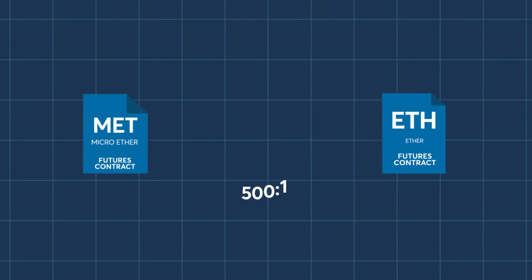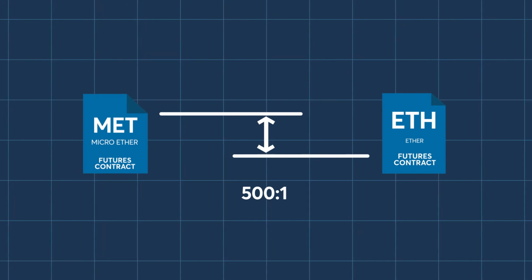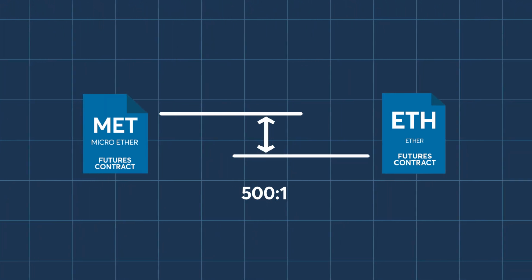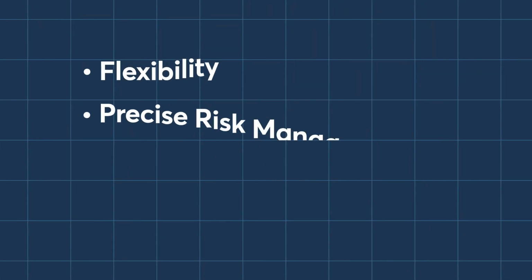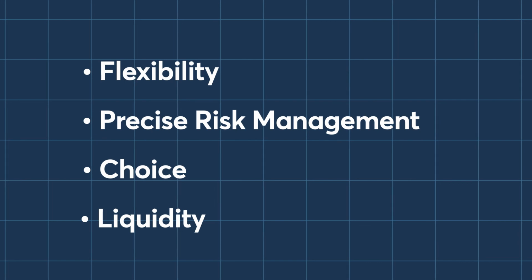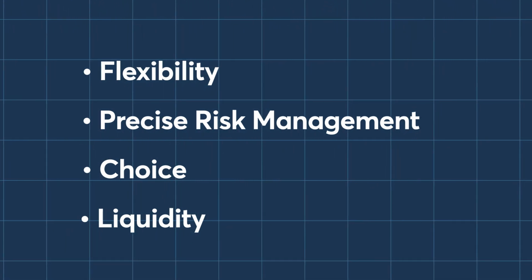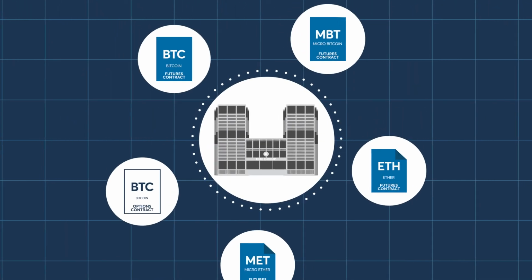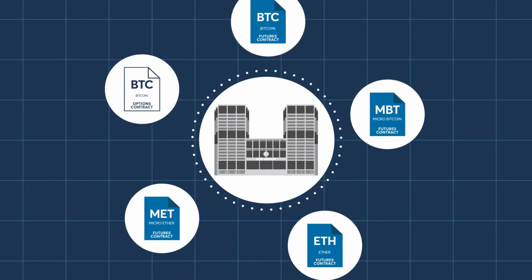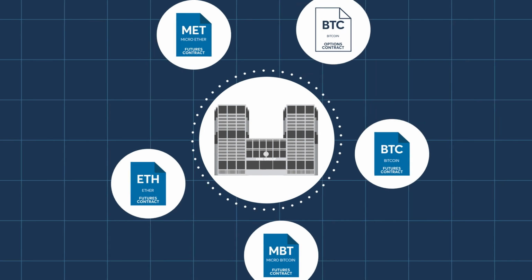At a 500-to-1 ratio, Micro Ether and Ether futures are eligible for margin and risk offsets for those interested in spreading the contracts or using both contracts to access the market or hedge related Ether exposures. That gives you more flexibility and precision for managing positions as market conditions change, using the contract that best suits your goals and greater access to liquidity. Micro Ether futures join the expanding suite of cryptocurrency products at CME Group, offering another choice for price discovery and risk management in the growing Ether ecosystem.